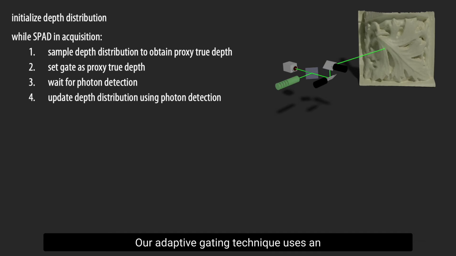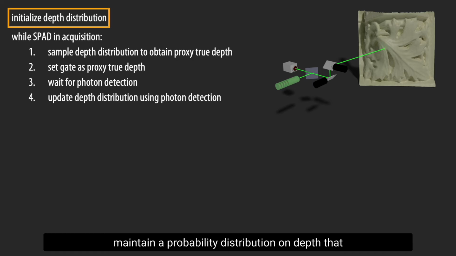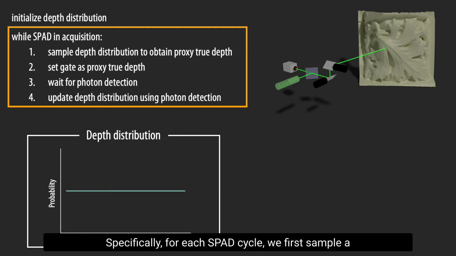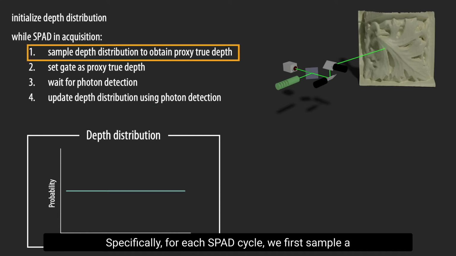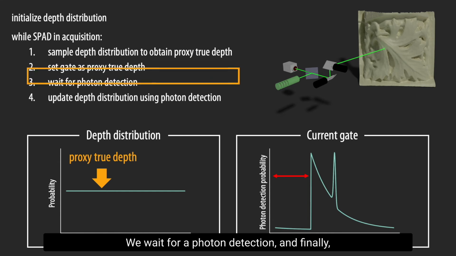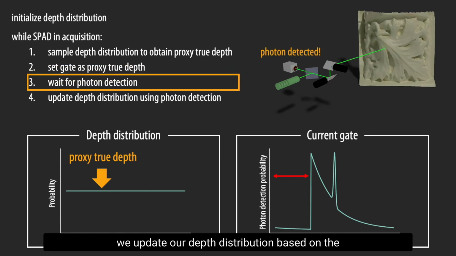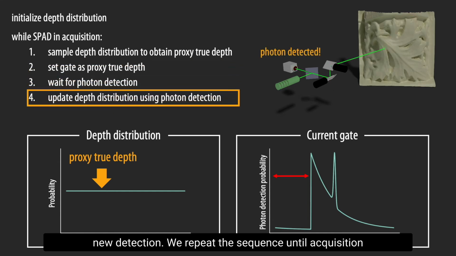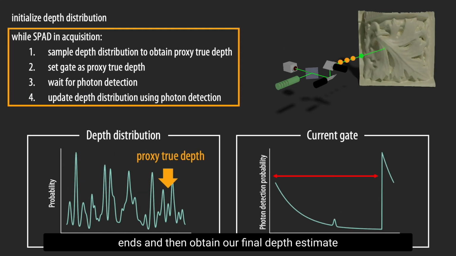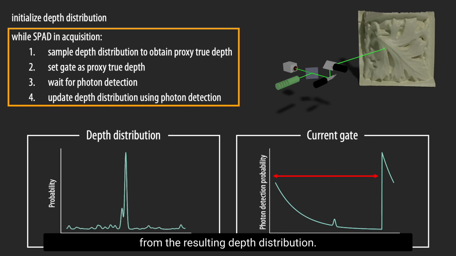Our adaptive gating technique uses an algorithm known as Thompson sampling. This works as follows. During acquisition, we maintain a probability distribution on depth that we update as photons are detected. Specifically, for each SPAD cycle, we first sample a proxy for true depth from the depth distribution. We then set the gate as the sampled depth. We wait for a photon detection, and finally, we update our depth distribution based on the new detection. We repeat this sequence until acquisition ends and then obtain our final depth estimate from the resulting depth distribution.